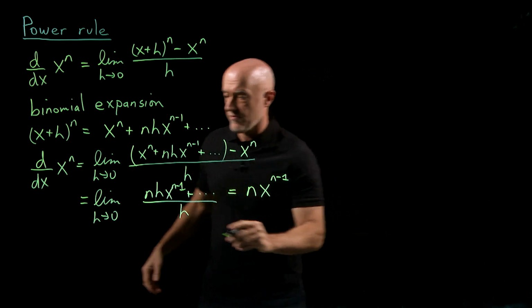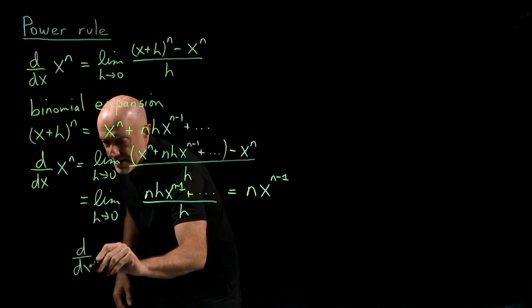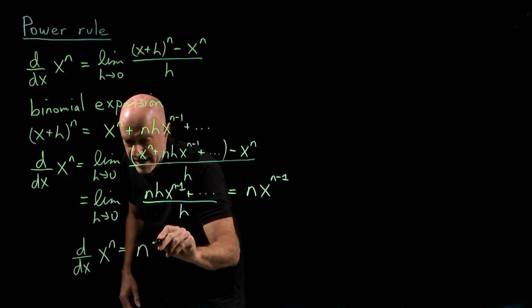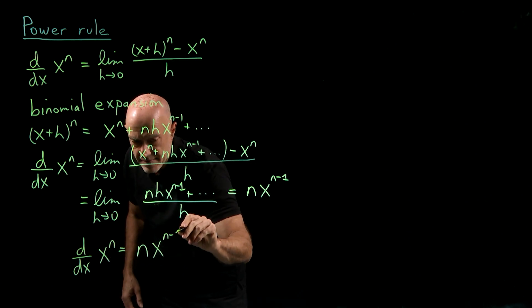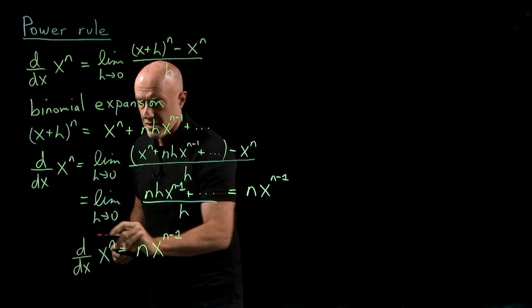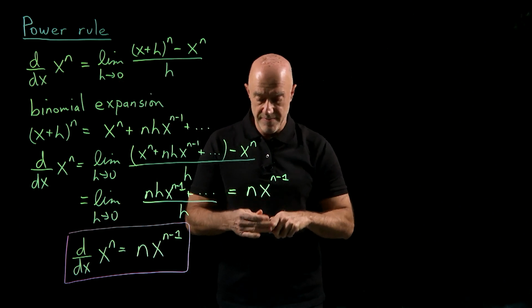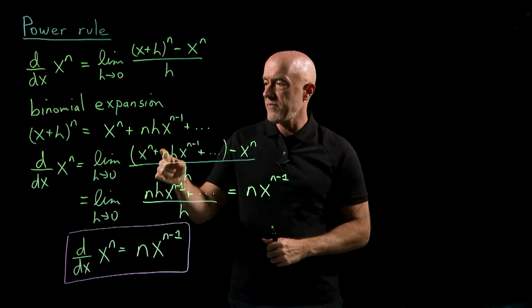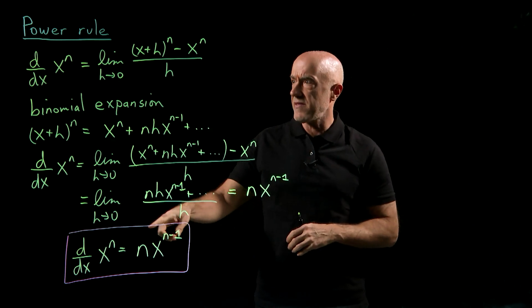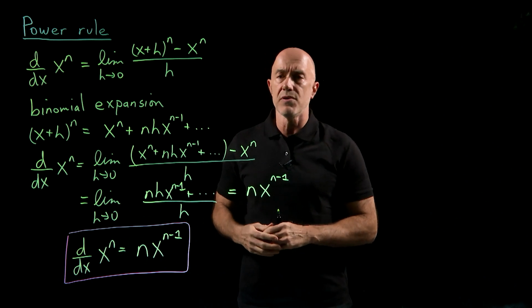So what have we got? We got the very important formula that the derivative of the power law, x to the n, equals n times x to the n minus 1. The n drops down, and you get an x to the n minus 1. That is called the power rule. A very important formula. So in this derivation, I assumed that n was a positive integer, but in fact, the power rule holds for all real exponents n.